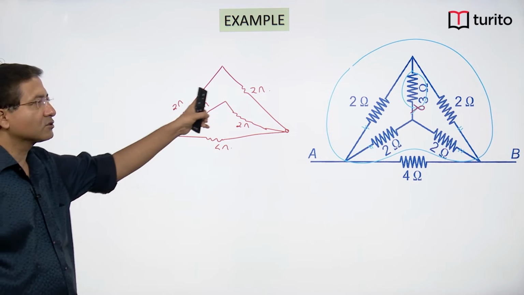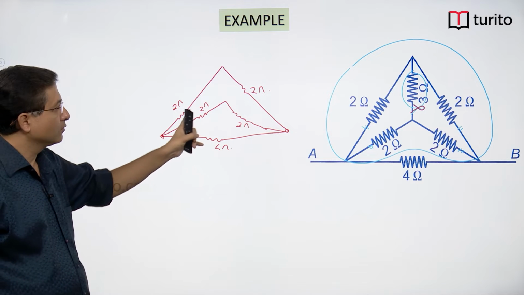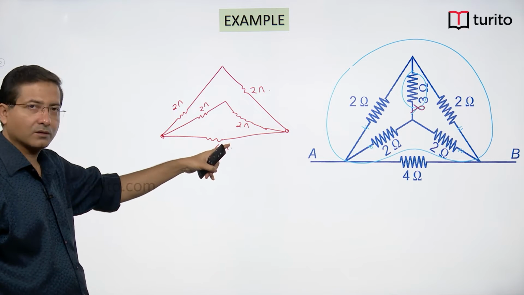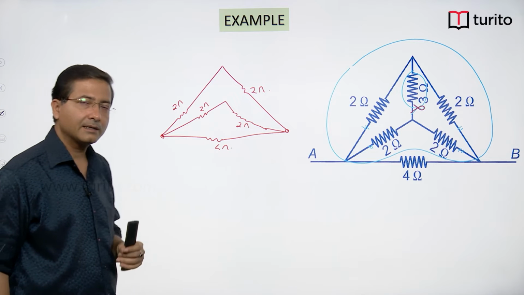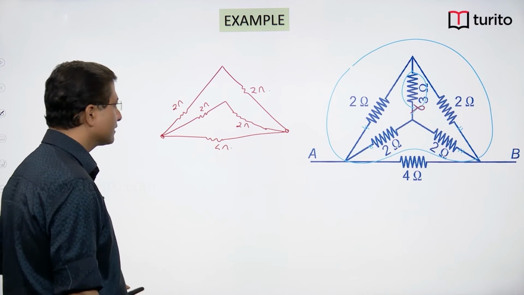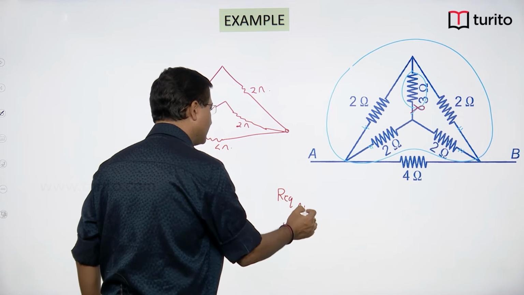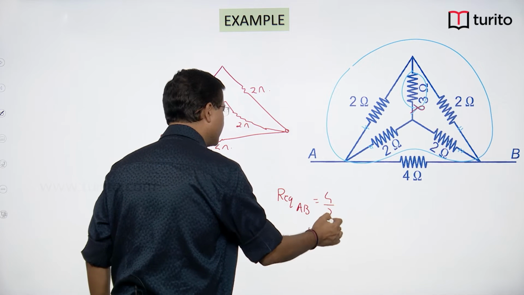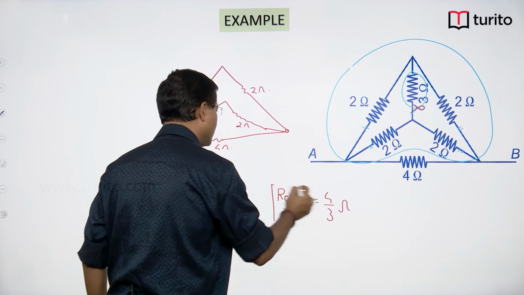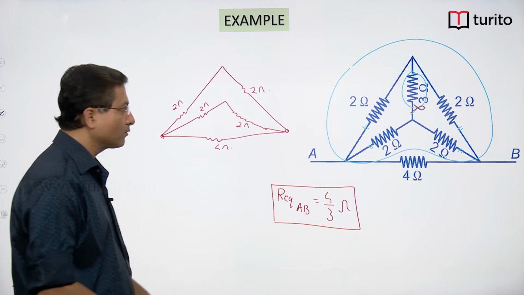As you can see, these two are connected in series. This is 4 ohm, 4 ohm, this 4 and this 4, all are 4, they are connected in parallel. So its resistance will become 4 by 3, right. So its resistance R equivalent AB will be 4/3 ohm. So here I use the concept of Wheatstone bridge.